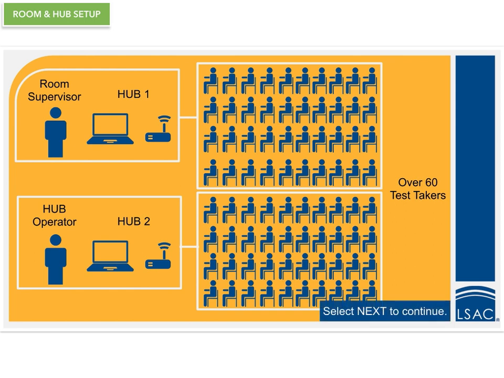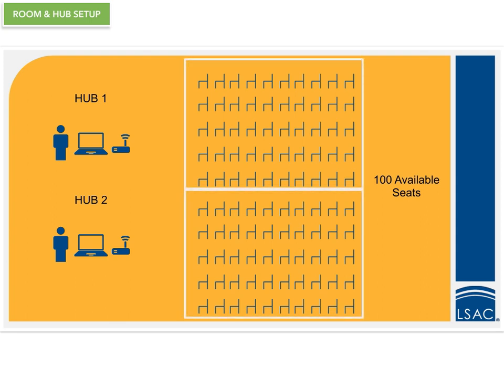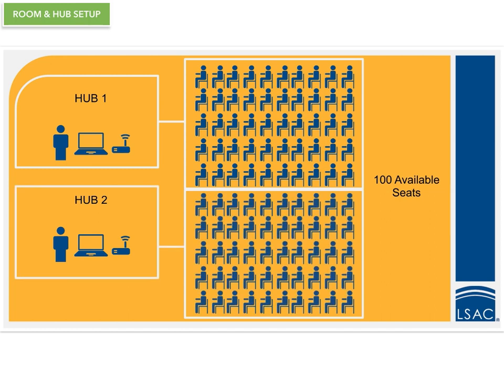As an example, if your testing room can accommodate 100 test takers, let's say you divide the room into a 50-50 split. The first 50 test takers to check in would be assigned to tablets that are linked to Hub 1, and the second 50 test takers would be assigned to tablets that are linked to Hub 2.